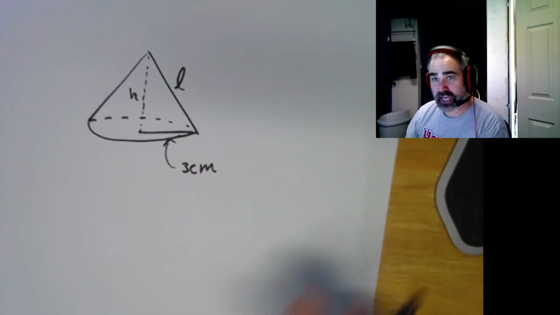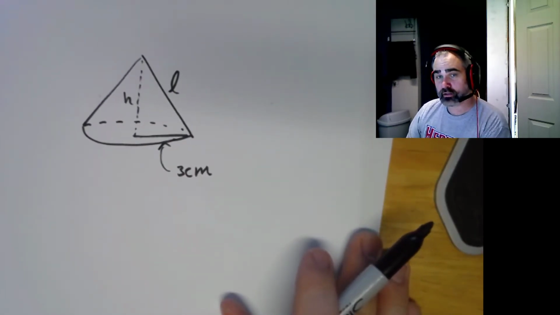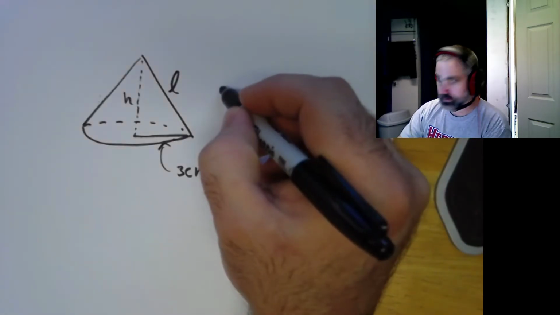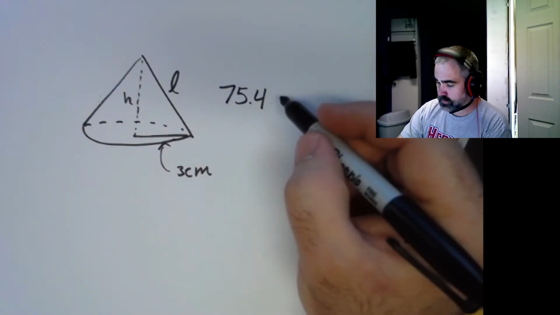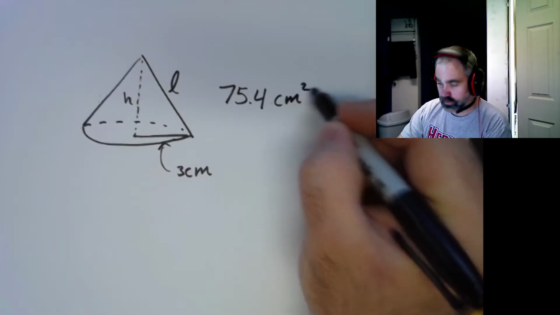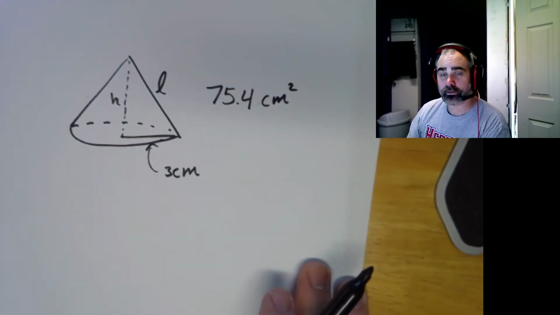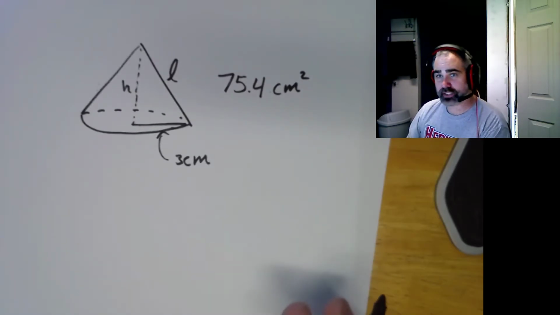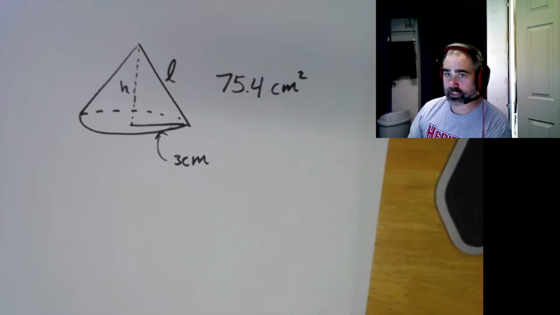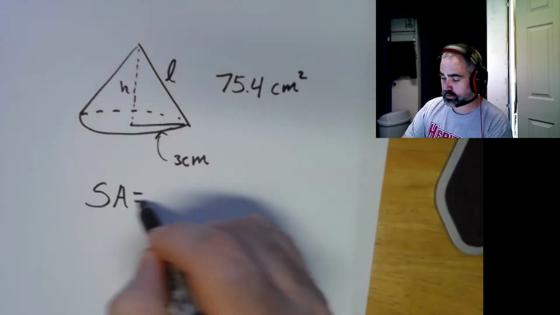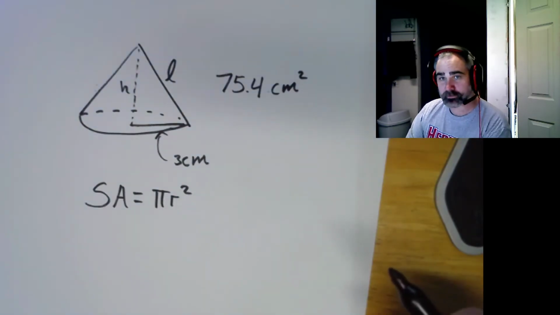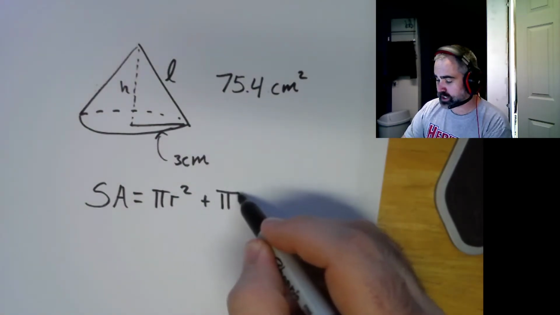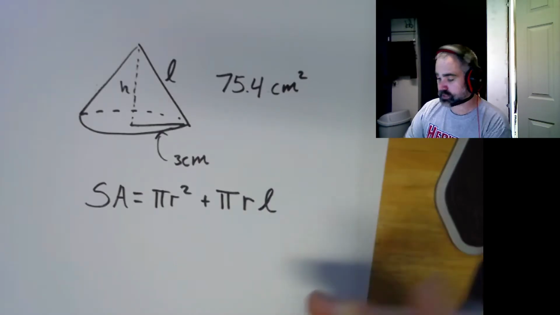Okay. So let's see what we have here. Remember the surface area of a, oh, and it tells you the surface area is equal to 75.4 centimeters squared. So if we want to figure this out here, let's plug it in. The surface area of a cone is equal to the bottom part, it's the circle, that's pi r squared. It's the same as any other circle, plus pi times the radius times the slant height.